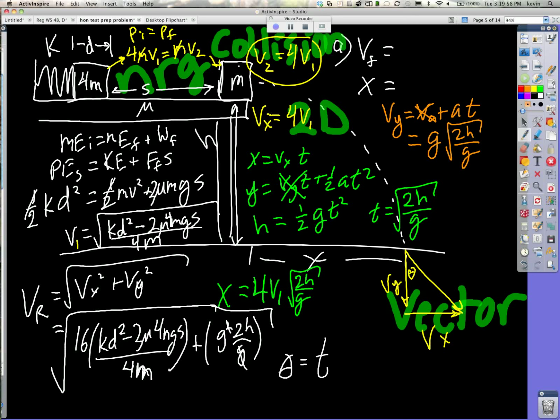Okay. Wait, where's that 16 come from? Because it was the square, x is 4v1 half.